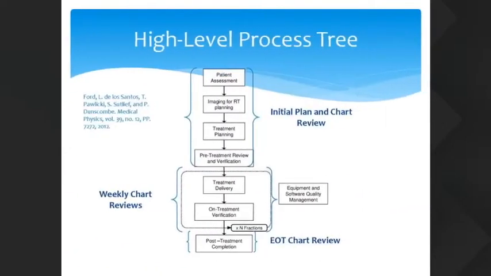In TG 275, we decided to adopt a process tree that was recommended. It was actually presented in a consensus document, which is the recommendations for incident learning database structures in radiation oncology. And it is now very, very widely used. It's a high-level process tree, but as you can see, the first 4 steps are involved in the initial plan and chart review, the next 2 in the weekly chart reviews, and the final one in the end of treatment chart review.